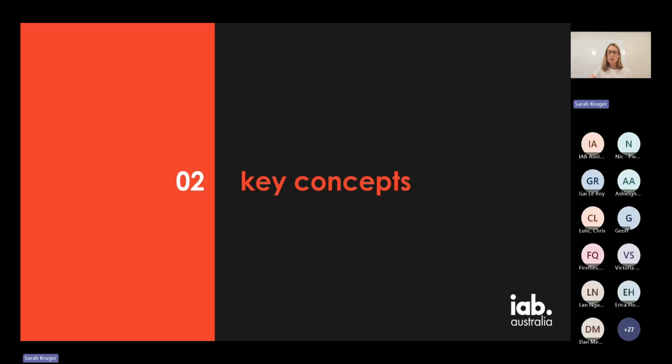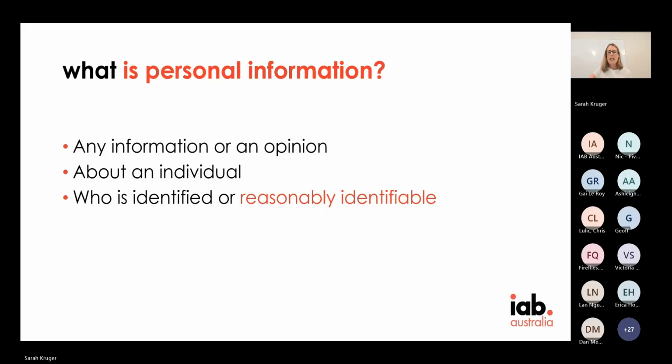So I mentioned at the outset we would talk about key concepts. It is really important that you understand these, both for the now and for the future. So the first one, which is fundamental, is what is personal information? We talk about it a lot, abbreviate it to PI, but what is it? It's any information or an opinion about an individual who is identified or reasonably identifiable.